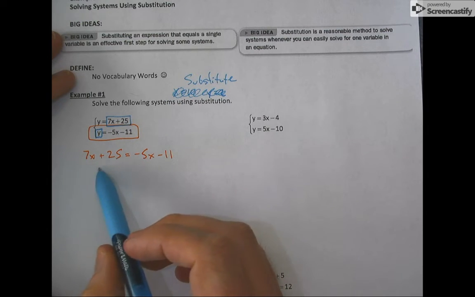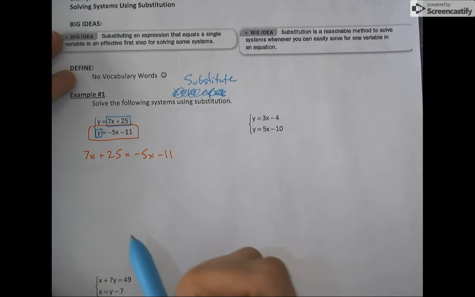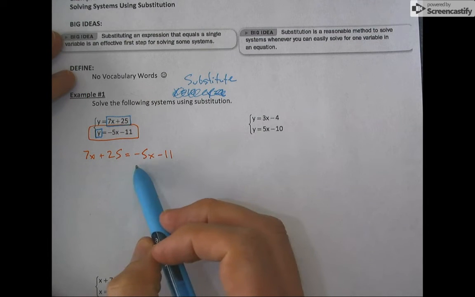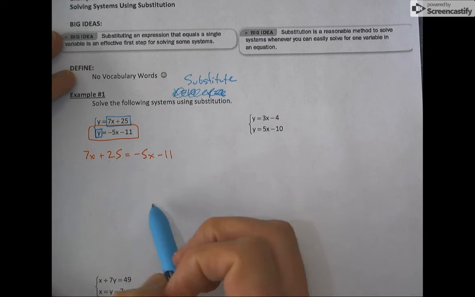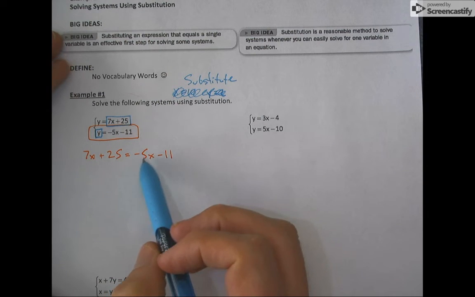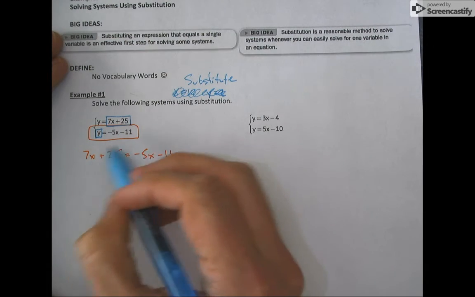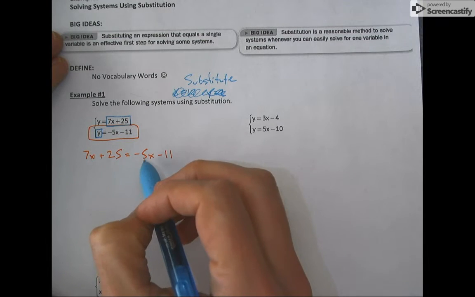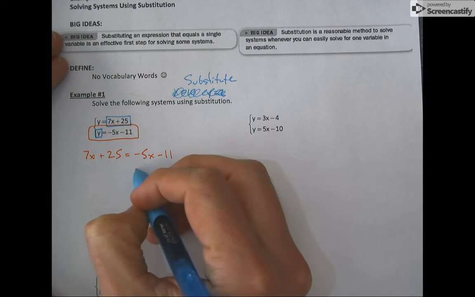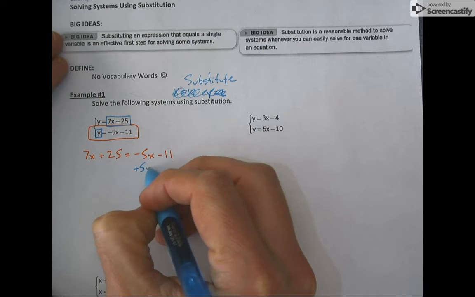You could subtract 7x from both sides and get rid of it, and that would work. Or you could add 5x to get rid of the negative 5x, and it would work. Ideally, again, we want to make positives. So the smaller of these two coefficients is the negative 5 because it's negative. And so I'm going to get rid of that one.